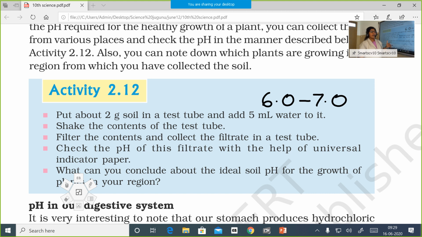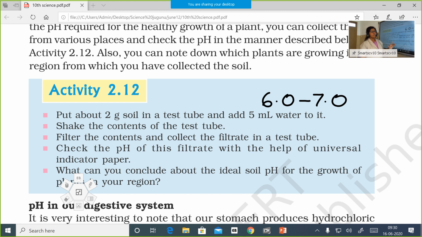Again, you have to make it back to neutral. How? We don't have acids. You should not add acids. Instead, you add manures. You know what a manure is, right? It's the dead remains of plants and animals. When you add manure to soil, due to the action of microorganisms, some acidic nature will be provided to the soil. This helps in bringing the soil back to neutral.